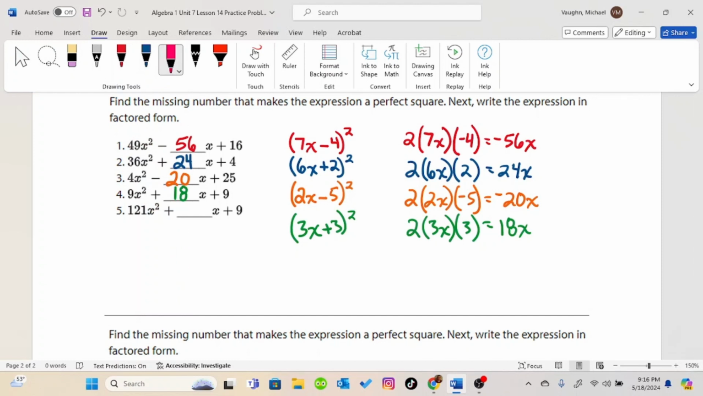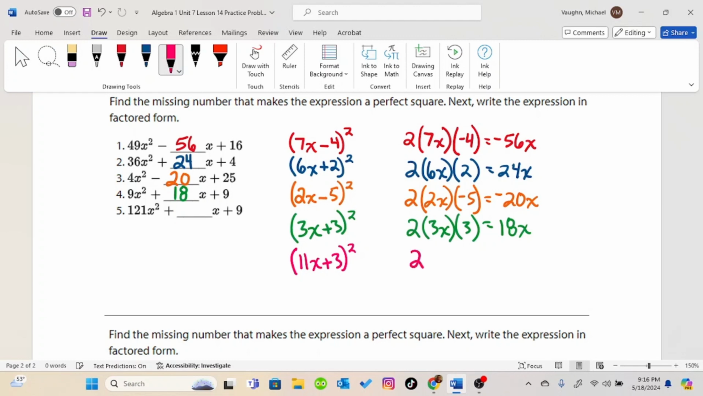And number 5, the square root of 121x squared is 11x. The square root of 9 is plus or minus 3. The first sign being plus tells us we want plus 3. So the factored form is 11x plus 3 squared.